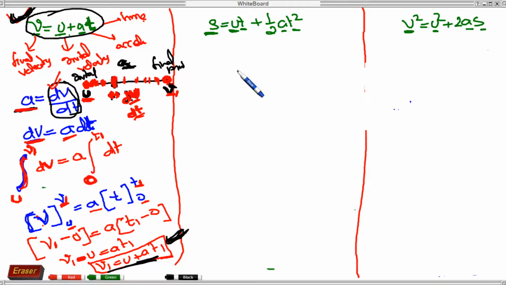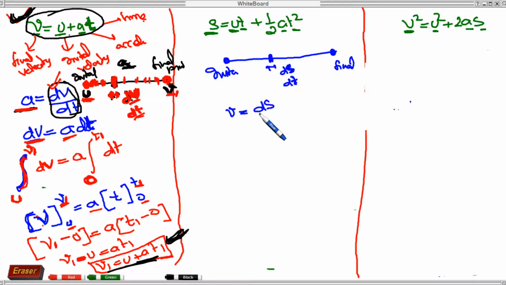Like I told you, what is instantaneous speed? This is our initial point, this is our final point. So I told you one thing that is called the instantaneous velocity, like at any particular instant, suppose the distance traveled is ds, and the time taken is dt. So what would be the instantaneous velocity? That is v is equal to ds over dt.